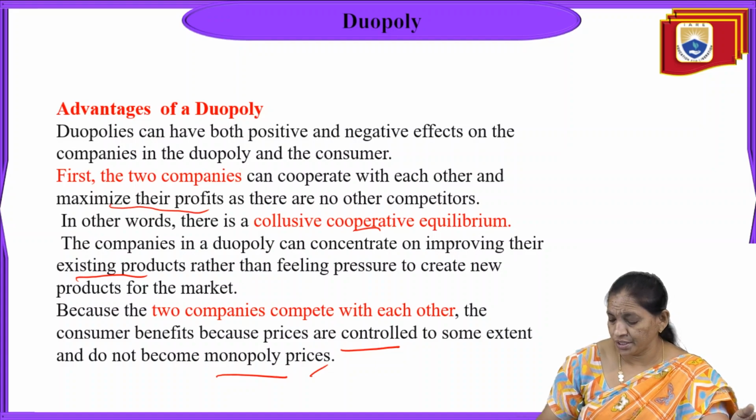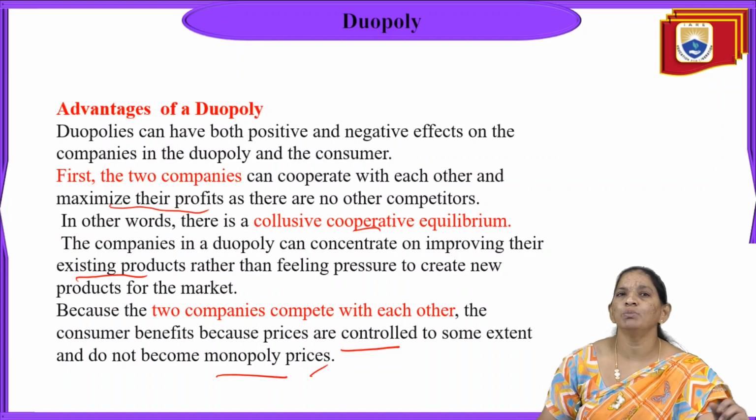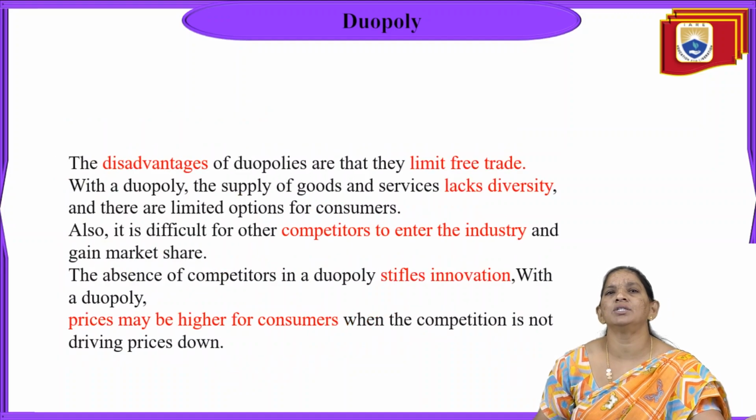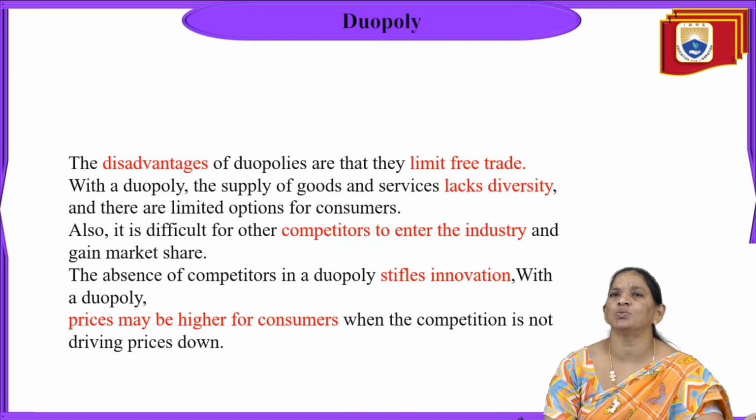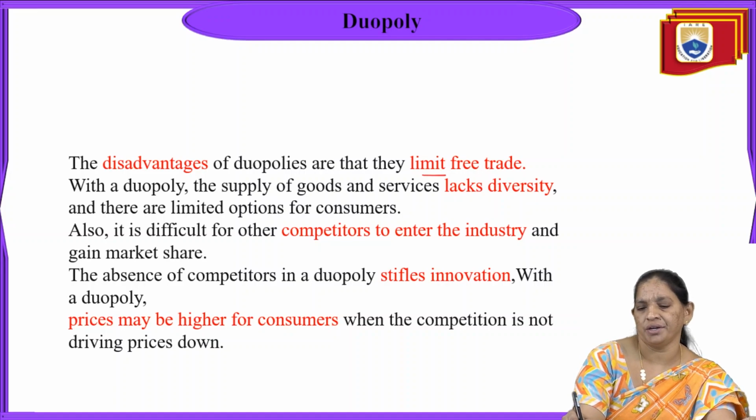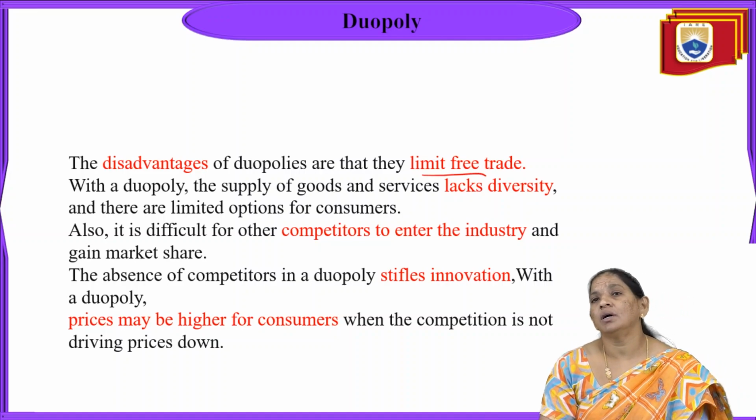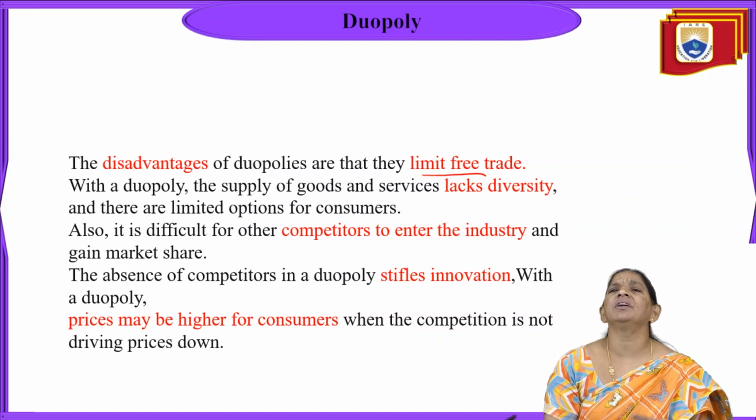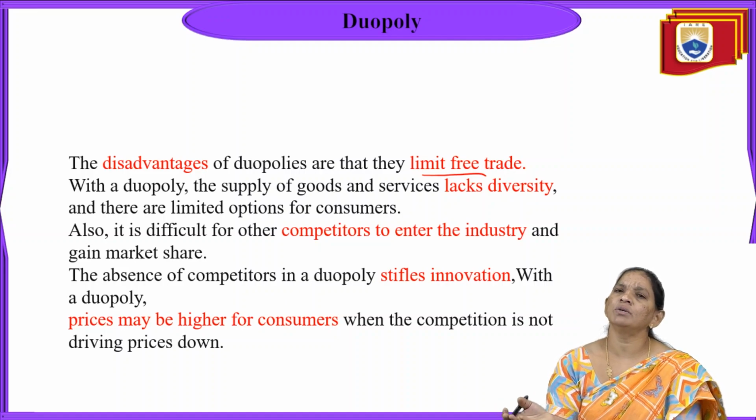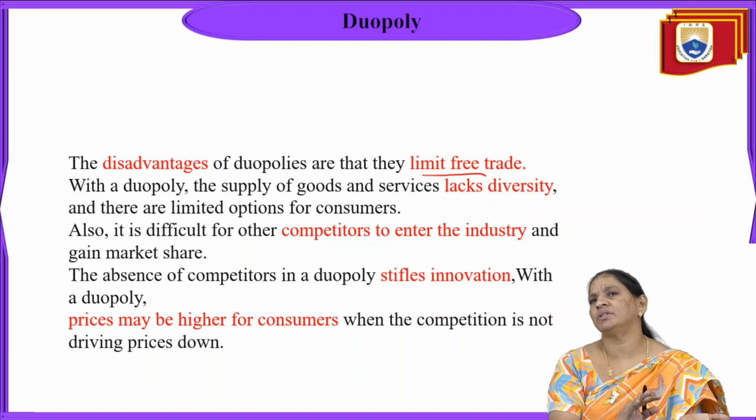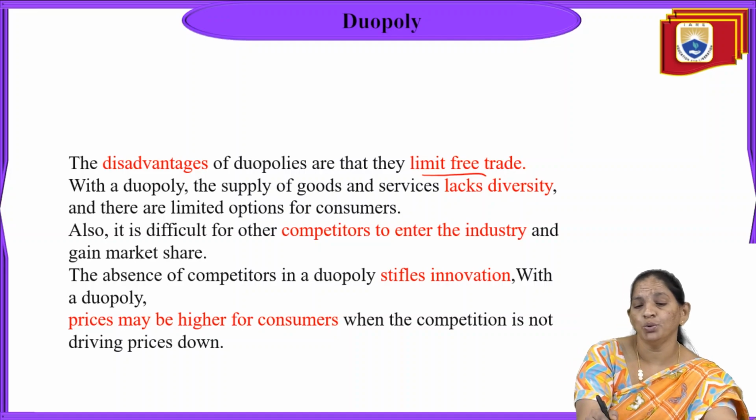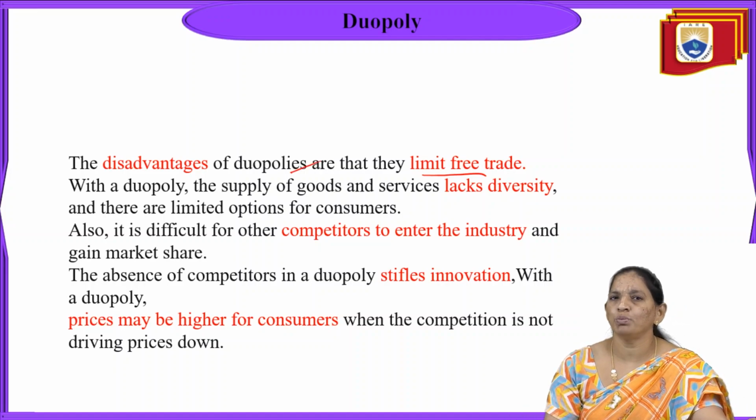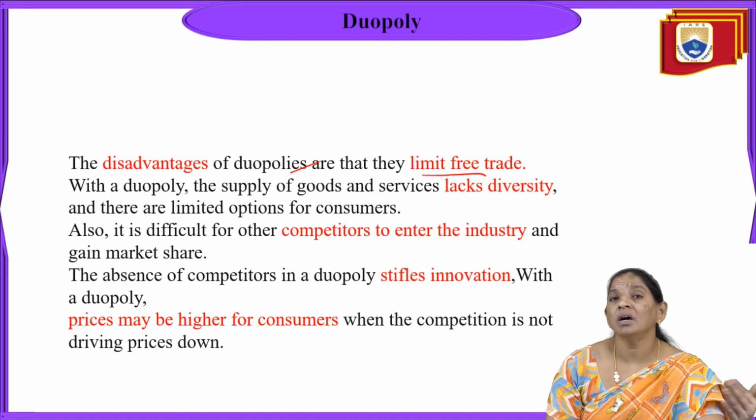And along with advantages, whatever the market structure, we are able to identify some disadvantages. Some of the disadvantages of these duopoly markets are that they have limited free trade. As we have seen in perfect competition, free trade will be there, meaning whatever firms like to enter the market will enter, and whatever firms don't like will leave the market, and all are equal in a manner. But in a duopoly, free trade will not be there, so it is limited. Why? Because one or the other person will be there.